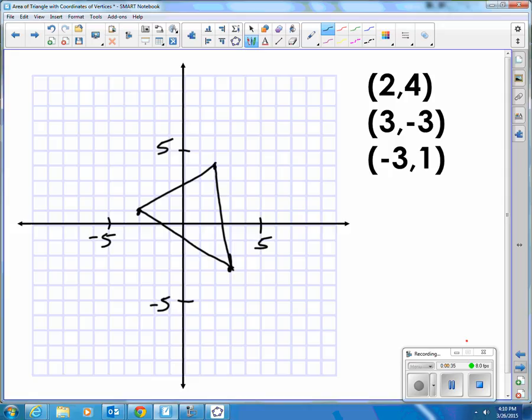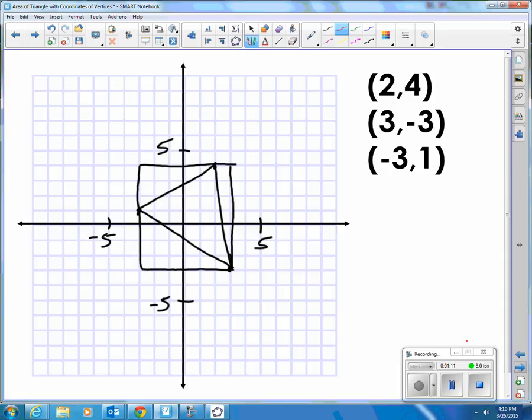Well, the area of that is a little bit hard to calculate by itself, but if we look at a rectangle that encloses that whole thing and find the area of that rectangle and subtract the area of the triangles that are not included in the original triangle, those triangles are easier to see as half of a rectangle.